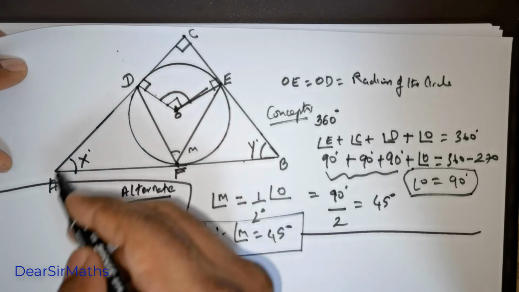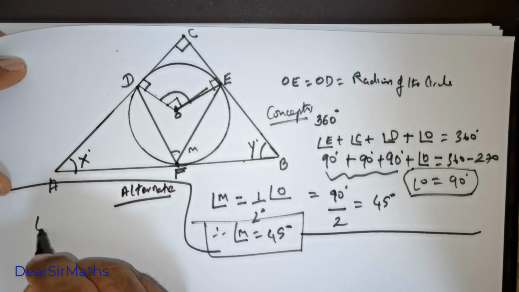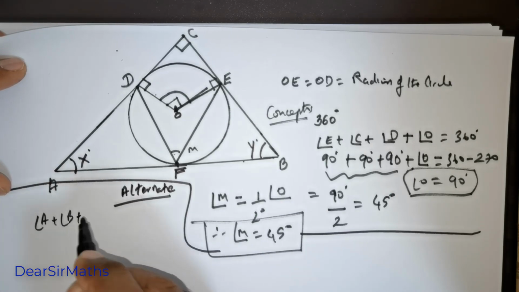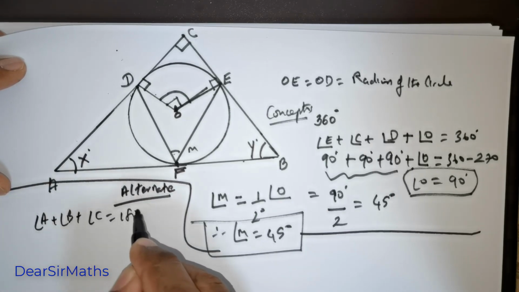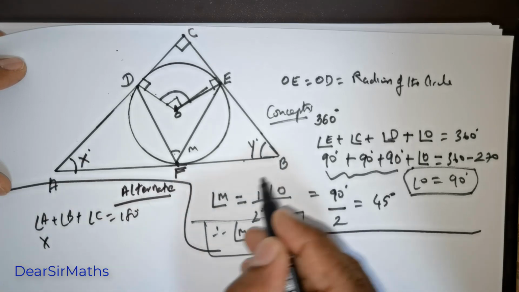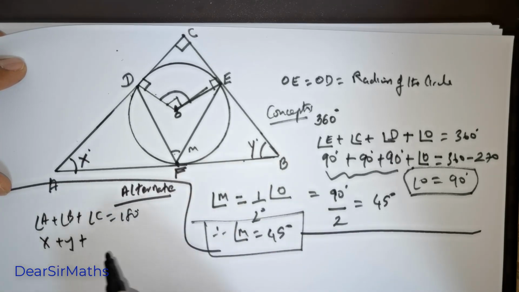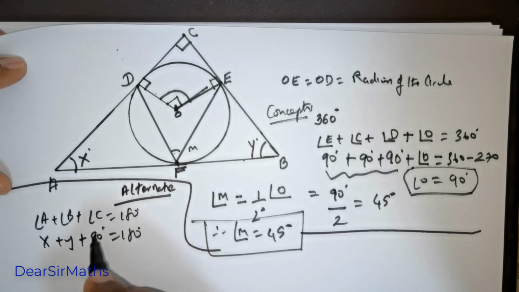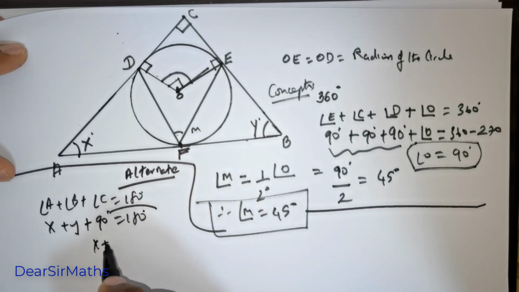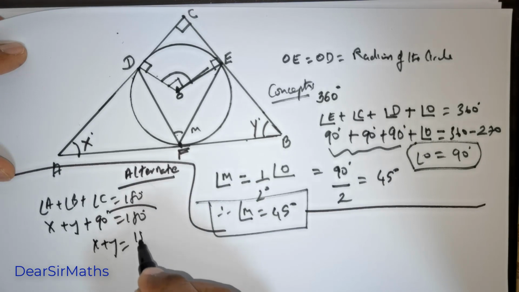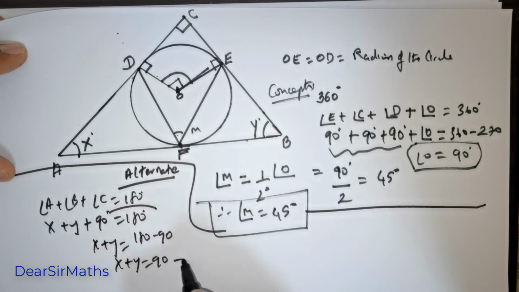What you see here is a triangle. So clearly you know that angle A plus angle B plus angle C is 180 degrees. So that would mean X plus Y plus 90 is equal to 180. You move this 90 to the other side, you get X plus Y is equal to 180 minus 90, which means X plus Y is equal to 90. So this is one equation.